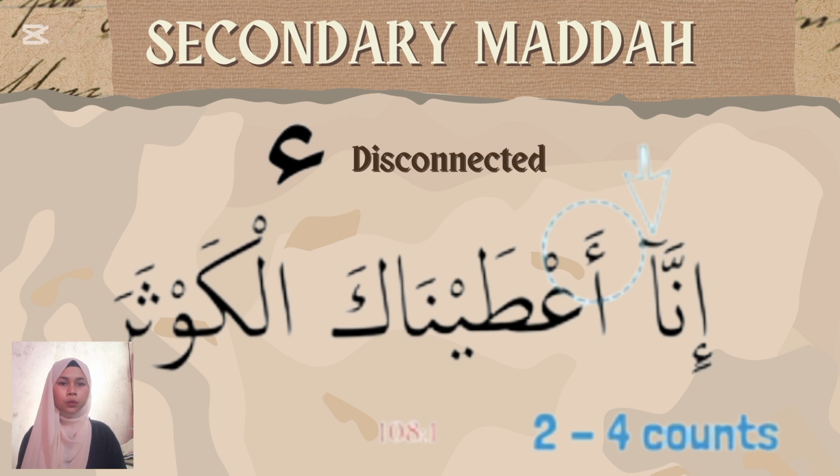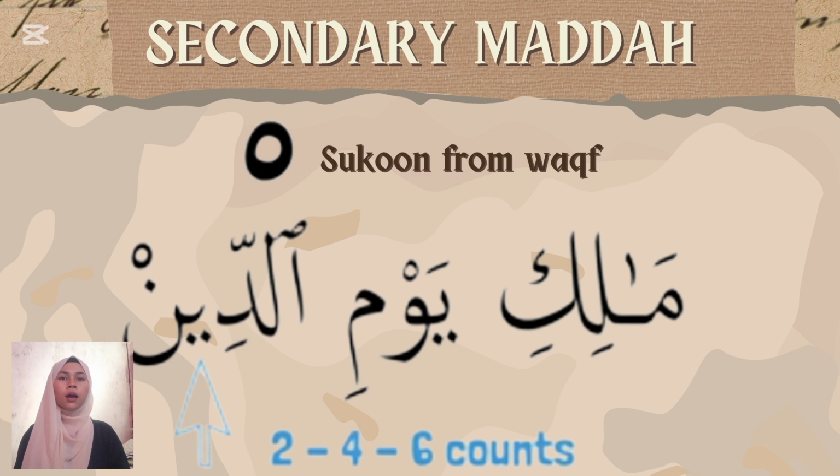Second scenario is when the hamza is disconnected from the same word as the long vowel. In this example, we see a long vowel in one word and directly after it, we see a hamza in the next word. If you see it like this, we lengthen the long vowel for 2 to 4 counts, but make sure that the mad is always shorter than the connecting hamza of mad. إنا أعطيناك الكوثر.